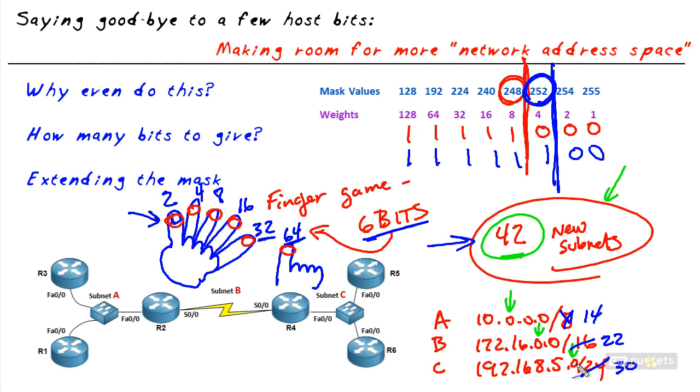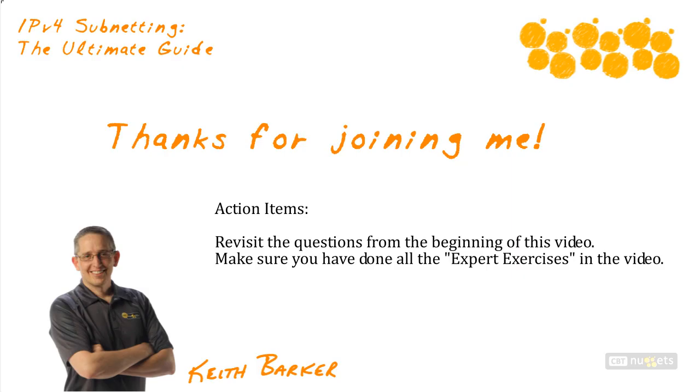In the next video, I'll walk you through how to determine the actual values of those additional subnets. All right, here's the action items for us in this video. Number one, if you haven't already done the expert exercises, which absolutely include the finger game, I would strongly recommend you practice that and make sure you can do those calculations. Secondly, before you leave this video, go back and revisit the opt-out questions near the beginning just to verify that you can now answer those questions and that you are comfortable with them.